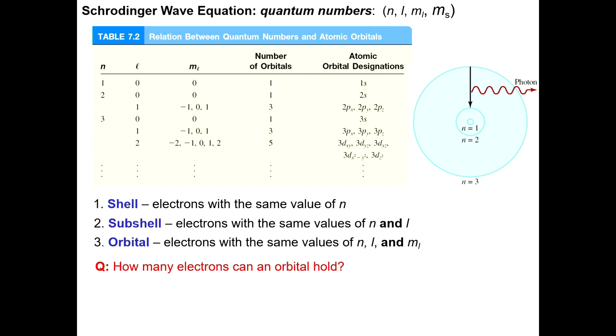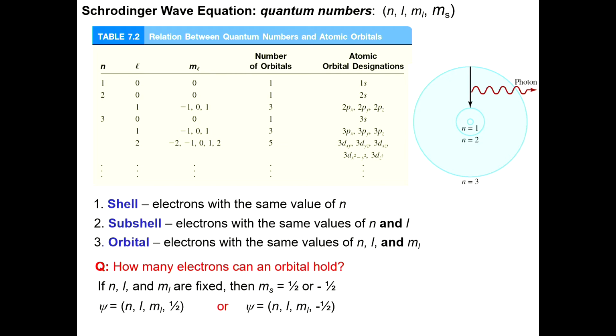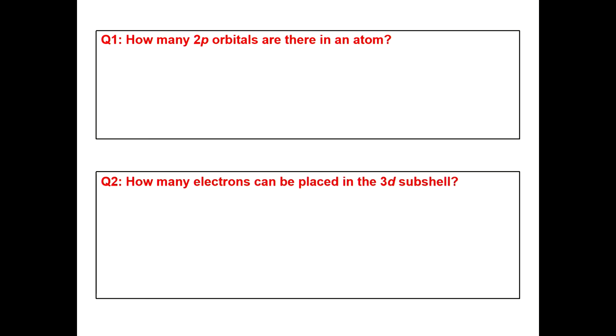Just now we introduced the 4 quantum numbers of the electrons in atoms. So basically, we now know that one orbital can have 2 electrons. Now a question: how many 2p orbitals are there in an atom? 2p orbitals.